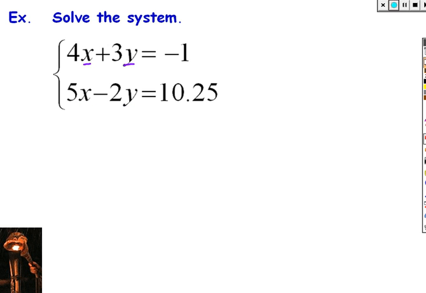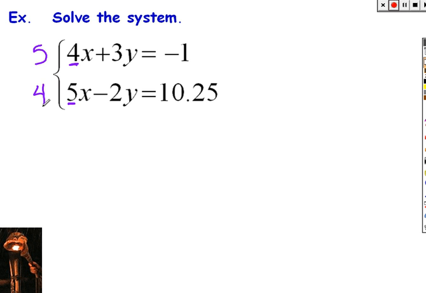If I'm solving a system by elimination, the goal is to get opposite coefficients on one of the variables. So let's just say I wanted to eliminate the x term. Well, I'd look at the coefficients on the x, and I'd want to know what's the smallest number that both 4 and 5 divide into? And that would be 20. So 4 times what is 20? Well, that would be 5. 5 times what is 20? That would be 4.